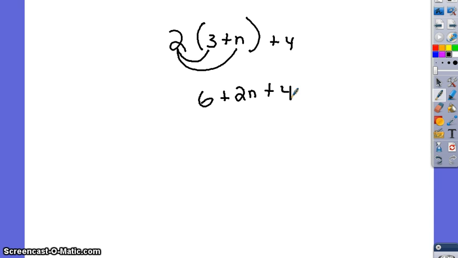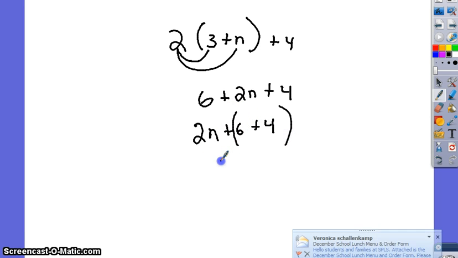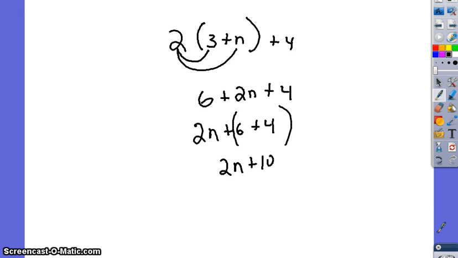Now, to do this, I'm going to use the commutative property to reorder this to 2n plus 6 plus 4. And I'm going to use the associative property to add 6 and 4 together first to get 2n plus 10. And that's my answer. That's all it is. Simple as that. So hopefully you get it. I want you to try A through G in class, and we will go over them in class. Very good.